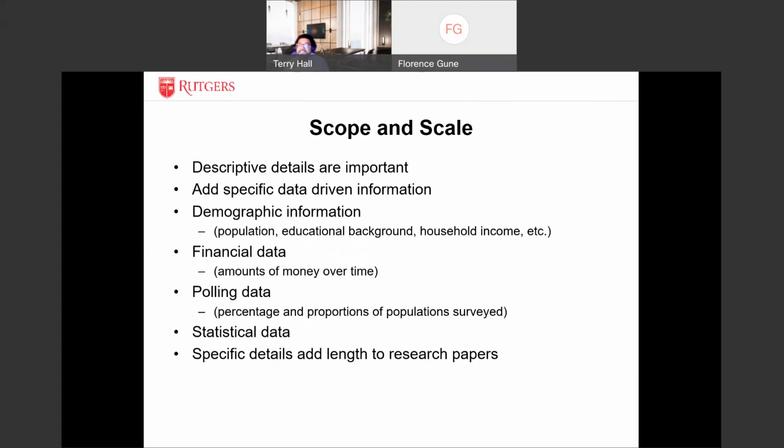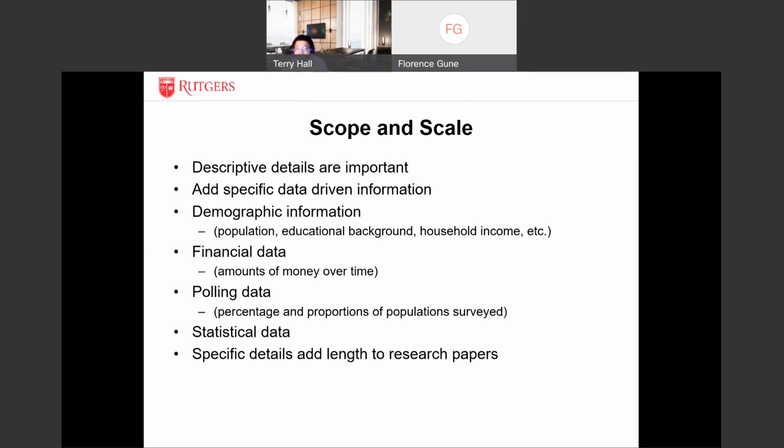Further, to add detail to your work is the element of scope and scale. These are consistently ways to expand the length of your paper, but also make sure that if you provide scope and scale, you also cite the information. Descriptive details are important. That is the who, what, when, where, why that we were talking about earlier from the journalistic approach. Also, adding specific data-driven information can be important. Demographic information from the US Census, for example, information such as population, educational background, or household income of different regions could be core to your paper and is always useful to us, the readers.